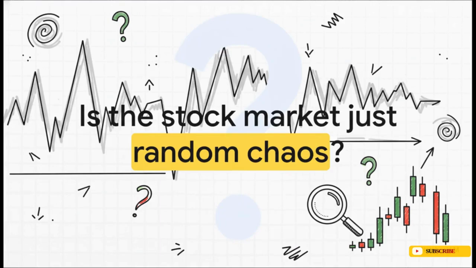You know, when you first look at a stock chart, it can honestly feel like you're just staring at a bunch of random, unpredictable squiggles, right? A chaotic mess of ups and downs. But is that really the whole story? Is it all just noise?